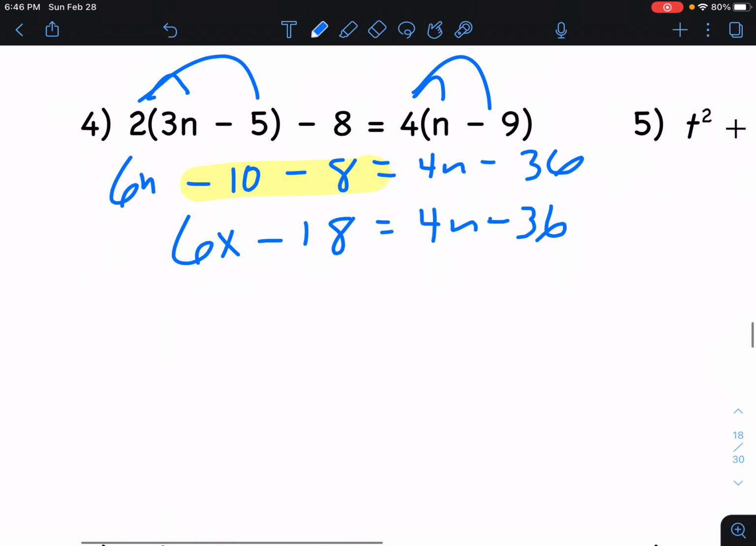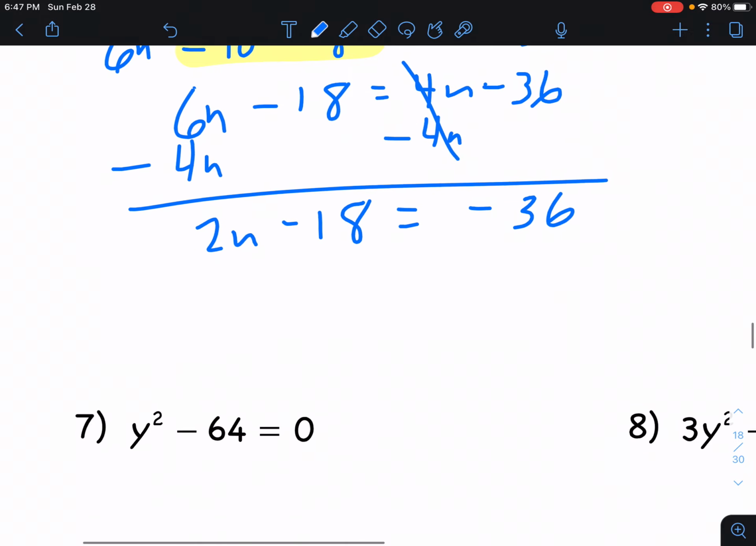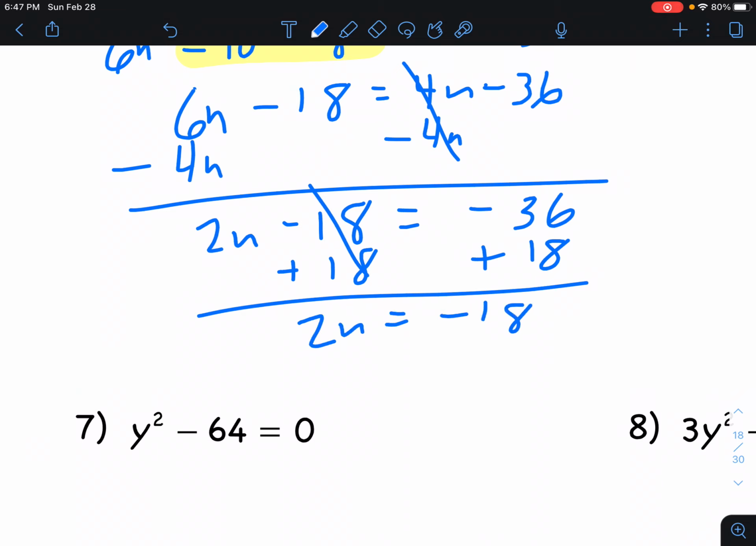Now we have variables on both sides of the equal sign. Oh, I accidentally wrote x. It was supposed to be 6n. Let's move this over to the left. We're going to subtract 4n. So 2n minus 18. Then we're going to add 18 to both sides. And then divide by 2, so we'll have n is negative 9.